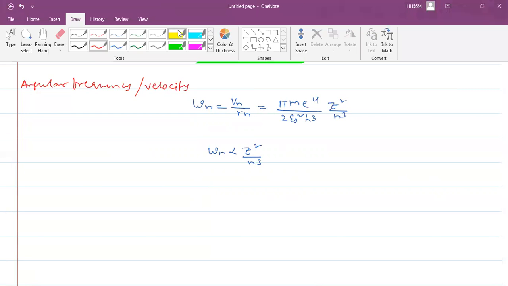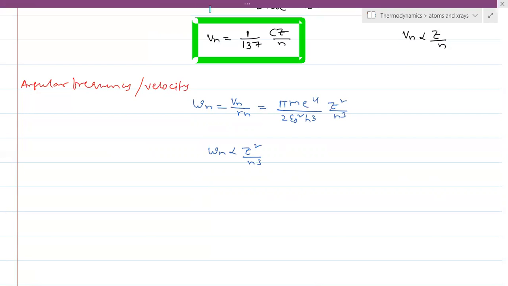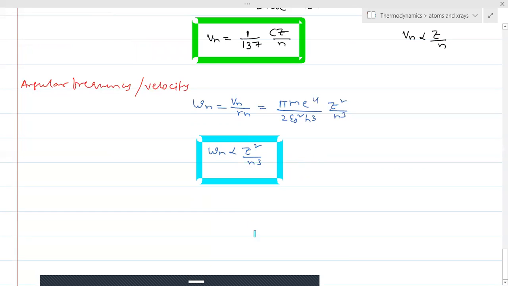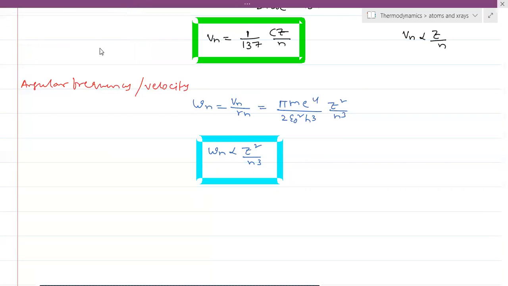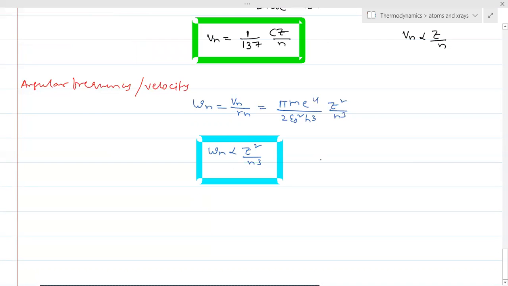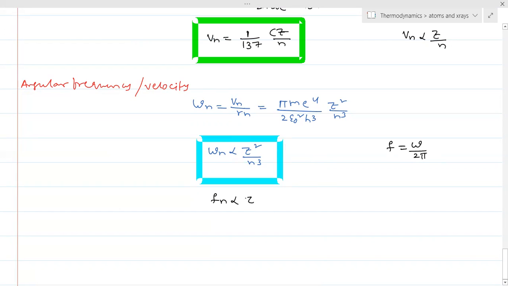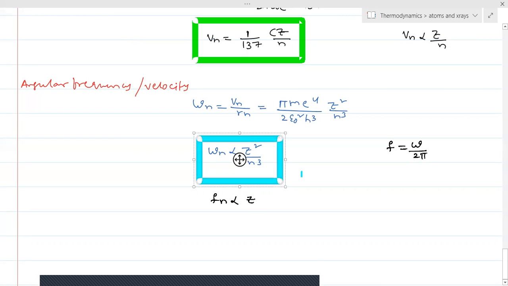These equations are really important while we are doing problems. Omega n is proportional to z square by n cubed, where z is the atomic number and n is the principal quantum number. Or else we know that frequency is equivalent to omega by 2 pi, so from there we write Fn is proportional to z square by n cube. This Fn is the frequency.